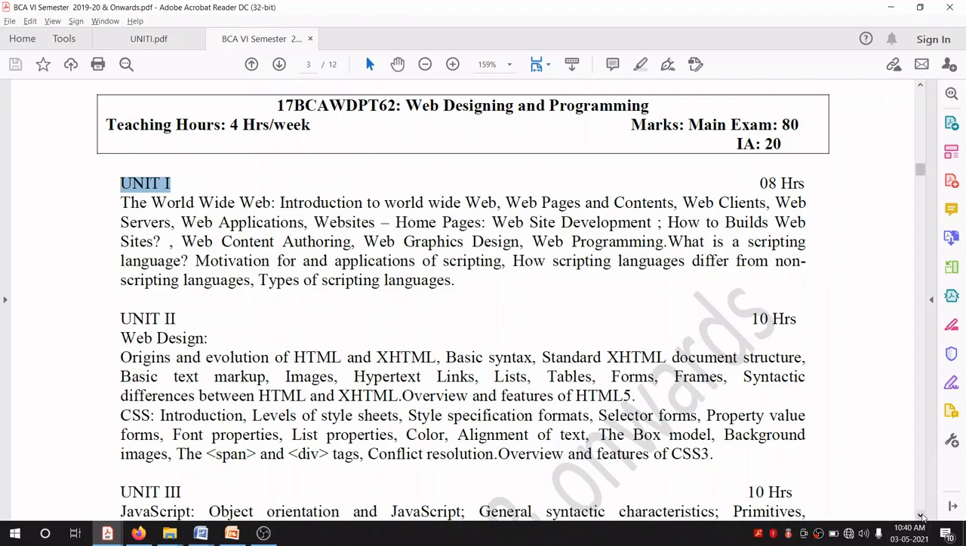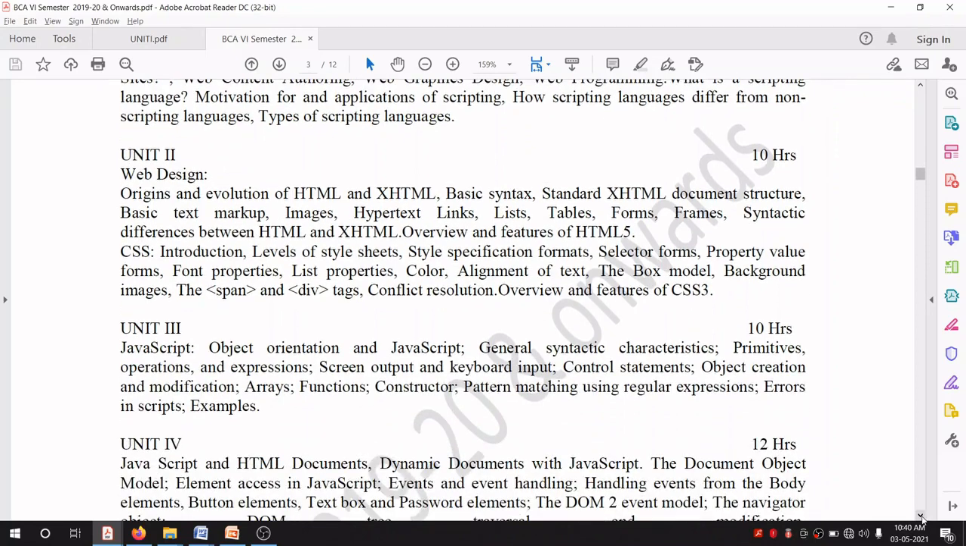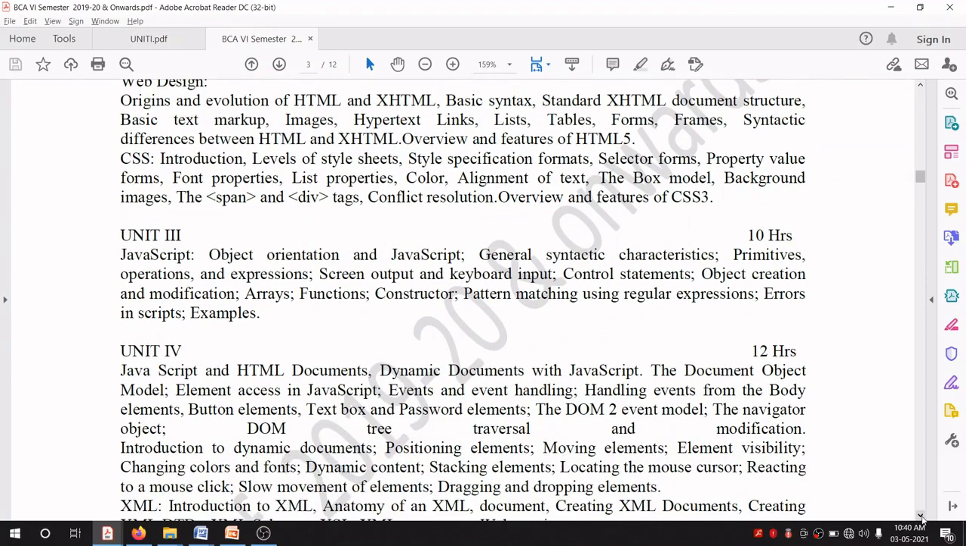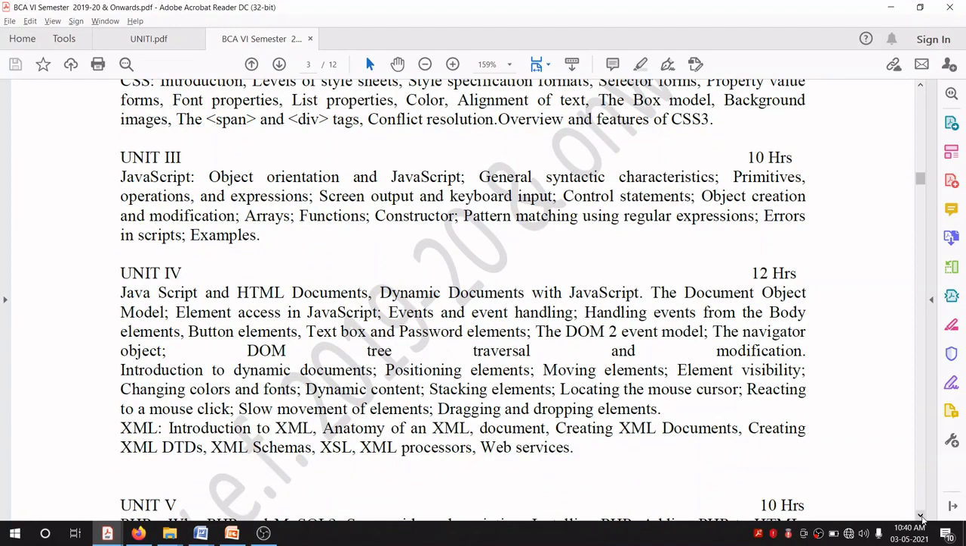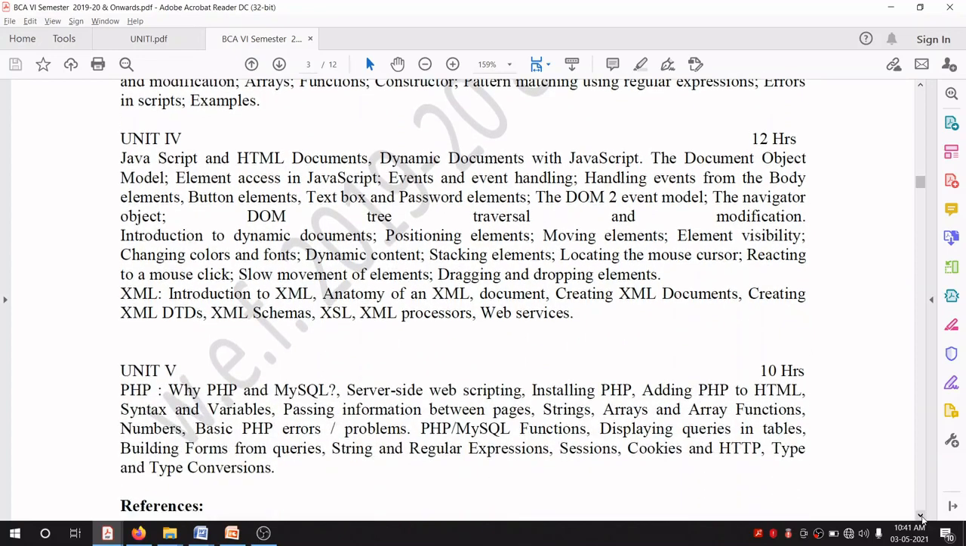Unit 3 introduces JavaScript, which is of 10 hours, and Unit 4, which is of 12 hours, which continues the JavaScript and also includes XML, that is Extensible Markup Language. Then Unit 5, again 10 hours, introduces the basics of PHP and also some advanced topics in PHP.